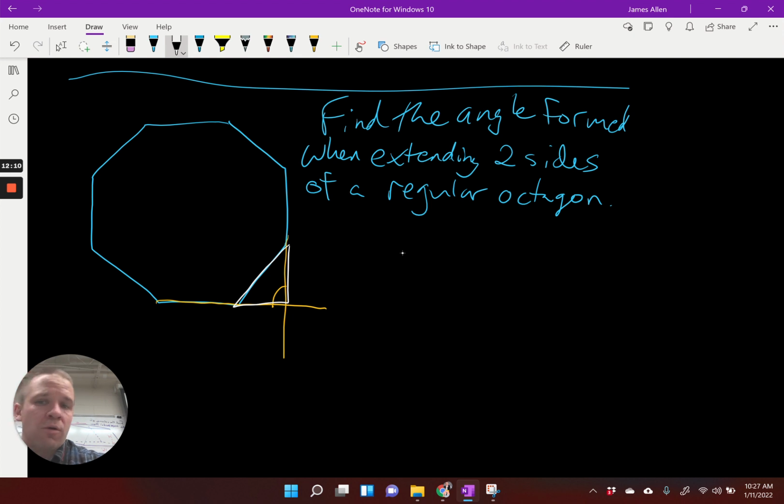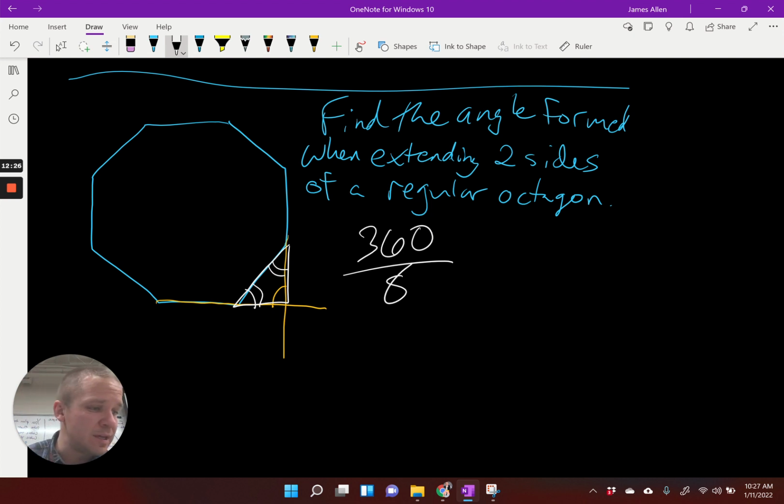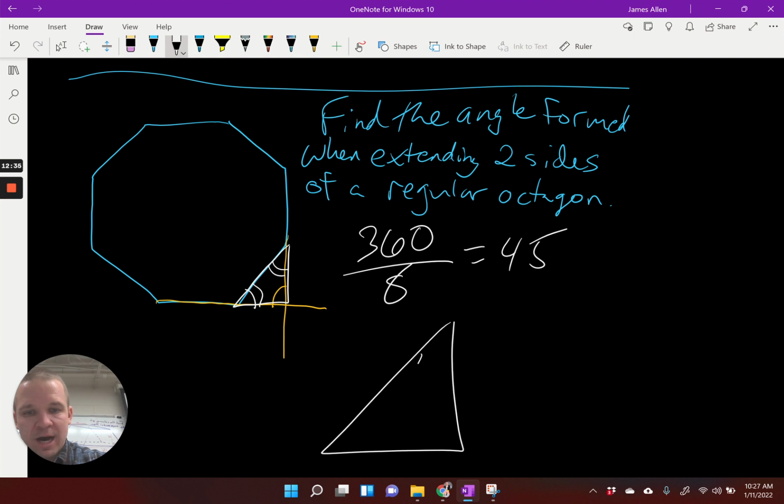Well, one interior or one exterior. How about 360 divided by 8? That would give me an exterior angle. Isn't this an exterior angle, right? And isn't this an exterior angle? So if I got my exterior angle, 360 divided by 8, which is 45, both of those angles are 45. I'm going to enlarge this now. I have this situation going on right there. Well, what's left over for this angle right here?